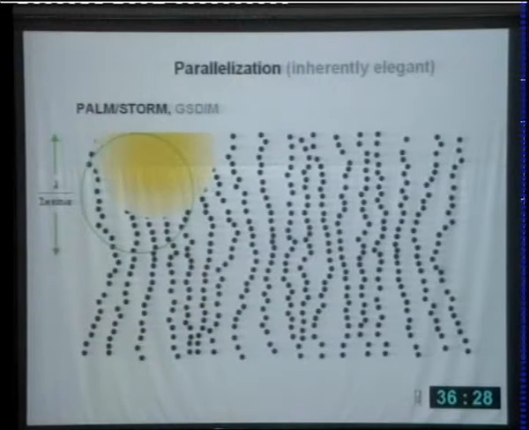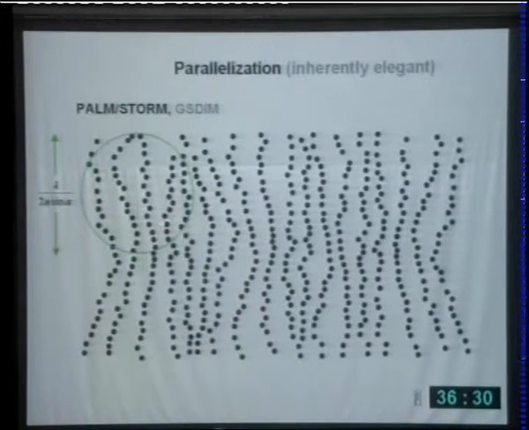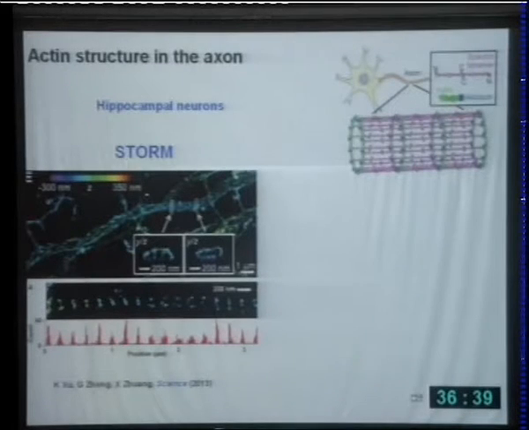STORM/PALM is inherently, elegantly parallelized. You don't need any structure and so on. You just have to make sure that the next molecule is further away than the diffraction barrier. It's instantly parallelized. It's one of the reasons why it has become so successful. Now, this one is dedicated to Xiaowei.